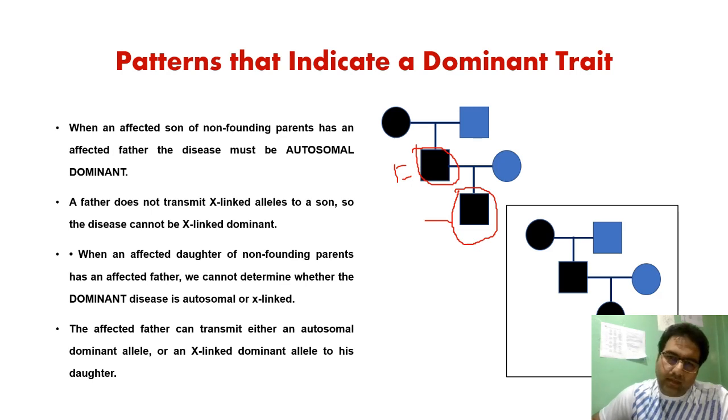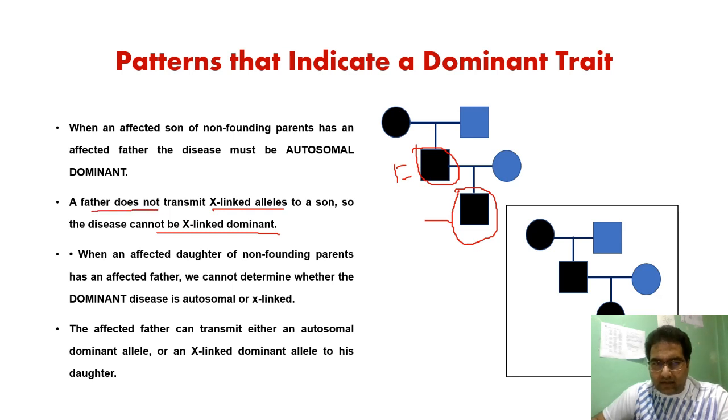Now again, the father does not transmit X-linked alleles to a son, so the disease cannot be X-linked dominant, because an X-linked disease cannot be transmitted from father to son. It is always from the mother to son. So it cannot be an X-linked allele.